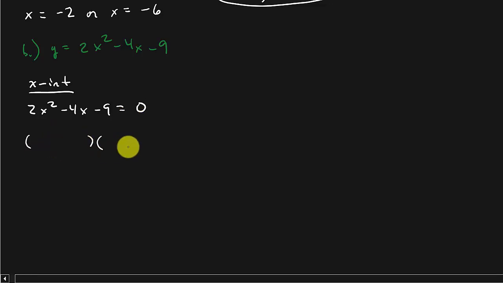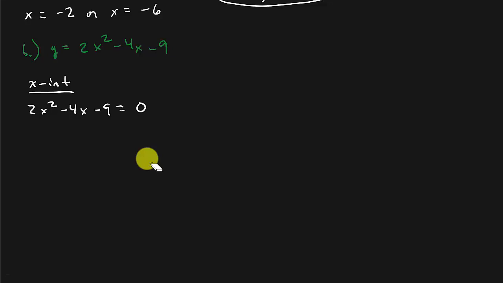Well, let's see. So I know that's going to be 2x and x, and it doesn't, because if I put a 3 here and a 3 here, that's going to be 6 and 3. That difference isn't going to give me minus 4. And if I use 9 and 1, that's not going to work either. So this one doesn't factor. So what do we do when it doesn't factor? We can either complete the square, or we can use the quadratic formula.